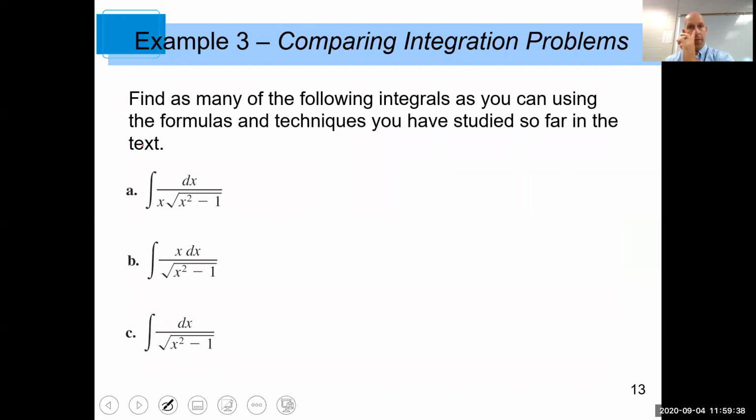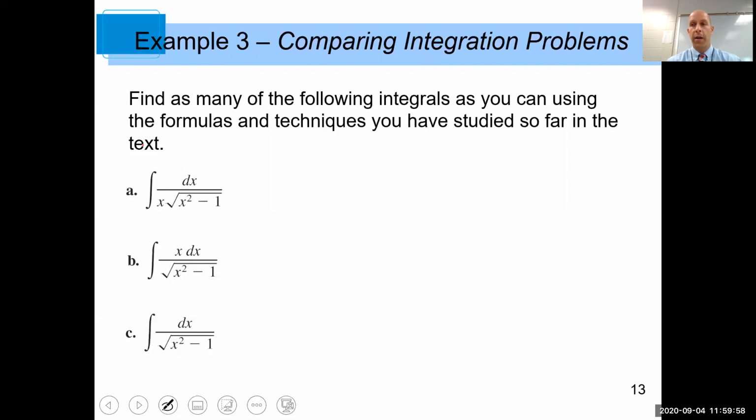So my final example today is comparing integration problems. So look at these three problems. They are very similar. Each one involves x squared minus 1. They're all fractions. So some of these things we can do using the basic rules. Some of these we can't. Let's see how that works out. Let's look at that first.